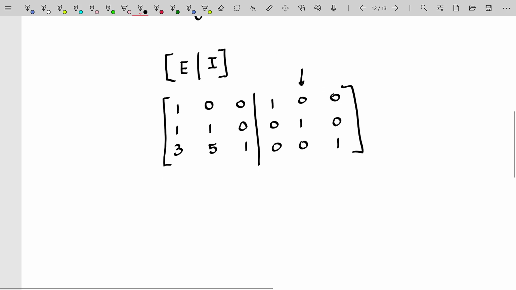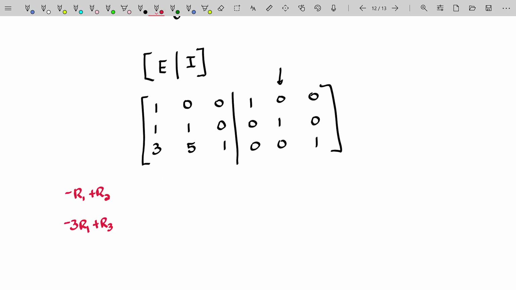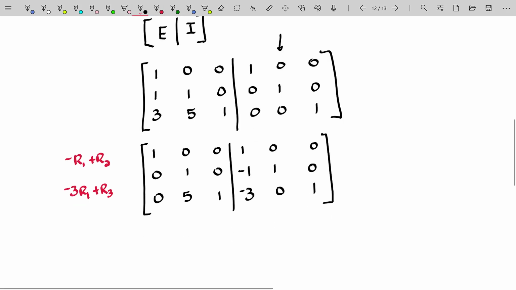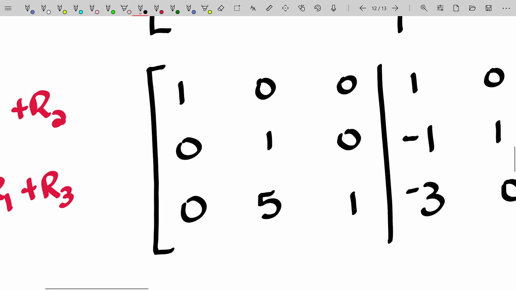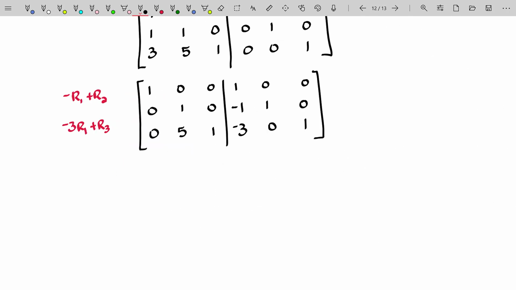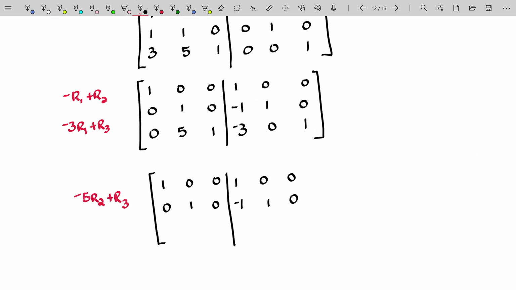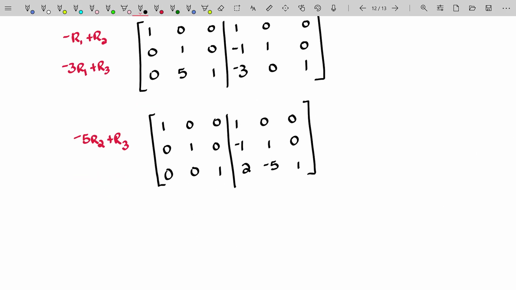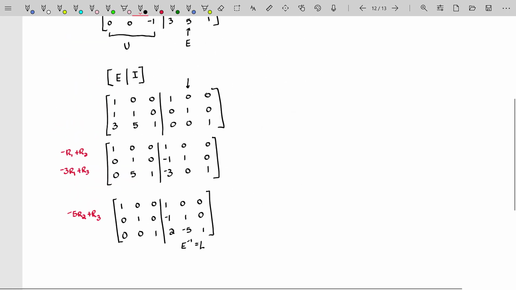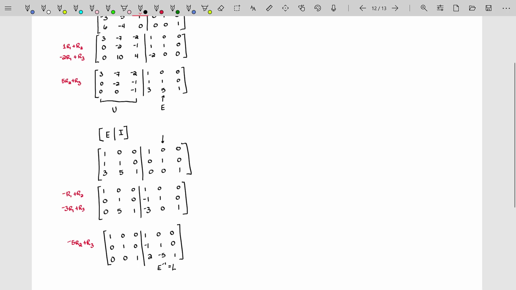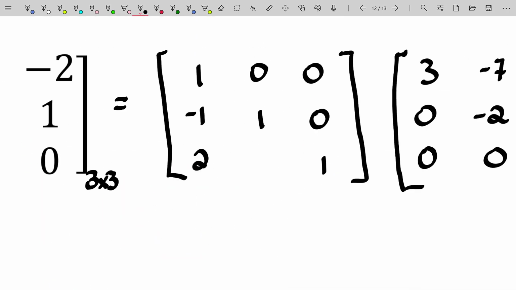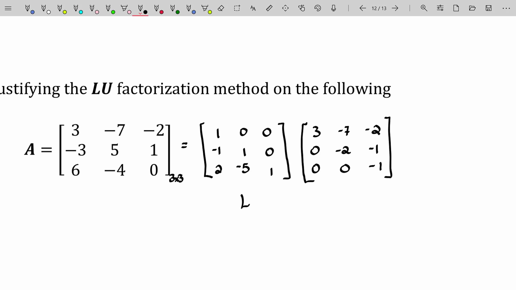Well, let's see. First thing I'm going to do: take the opposite of row 1, add it to row 2, and -3 row 1 and add it to row 3. Okay, not bad. Now I'm just going to finish this off very quickly by taking -5 row 2 and adding it to row 3. Okay, great. So this is E inverse, which we've said is the lower triangular matrix. Let me write that up above, and then we're going to make a spectacular observation. Great, we have L, the lower triangular matrix, and we have U, the upper triangular matrix.